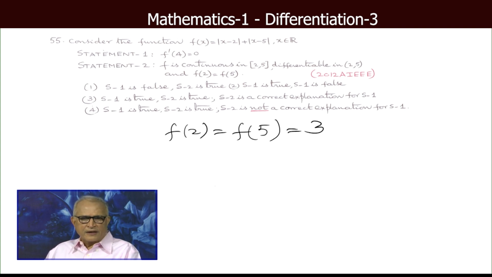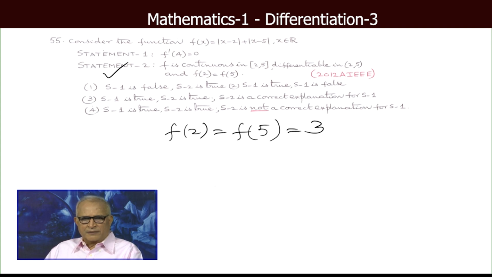Statement 2 only says that f satisfies the conditions of Rolle's theorem. As such, at the most you can guarantee the existence of at least one point in the open interval (2, 5) where f' is 0. Okay. So, statement 2 does not lead to statement 1. But statement 2 is correct. Let us see whether statement 1 is also correct.